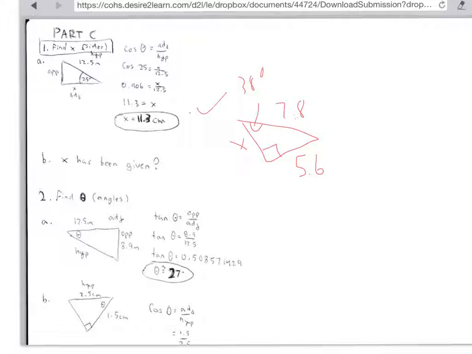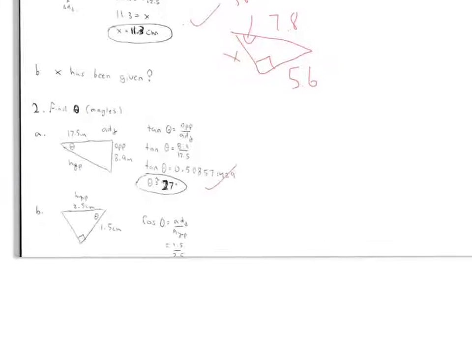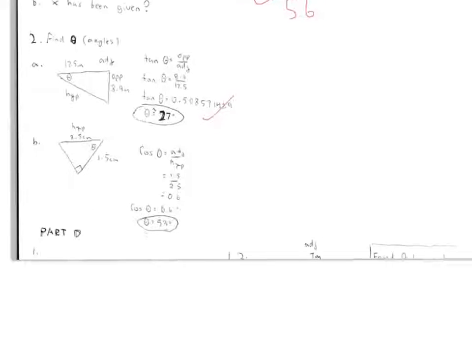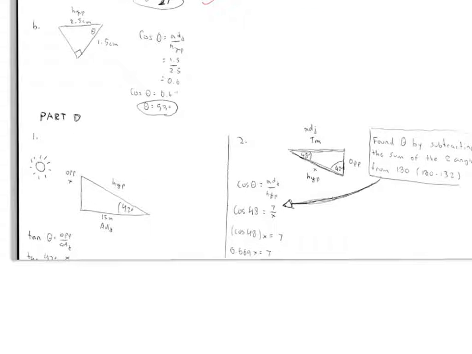Looking at question 2, finding the unknown angle, the tan is absolutely correct here. So your angle is 27 degrees, so that's right. And let me just move this up a wee bit so we can see the rest. For part B on question 2, again, that's correct. That's cosine, adjacent over hypotenuse, is 53 degrees, so that's perfect.